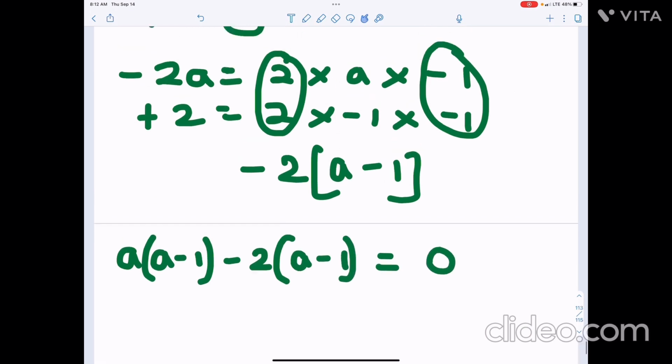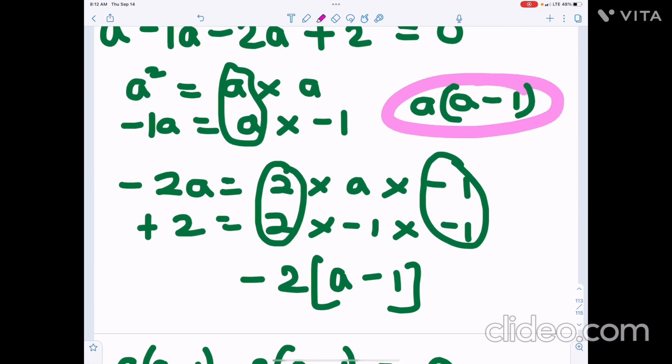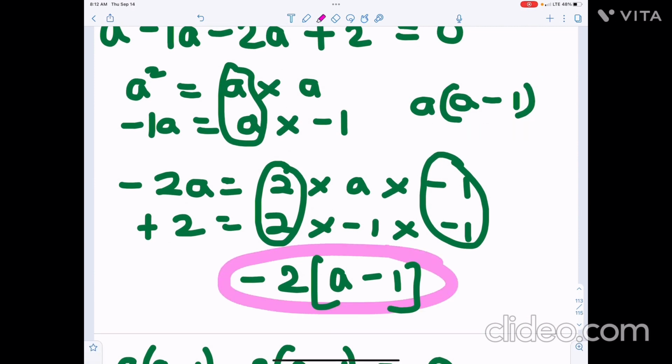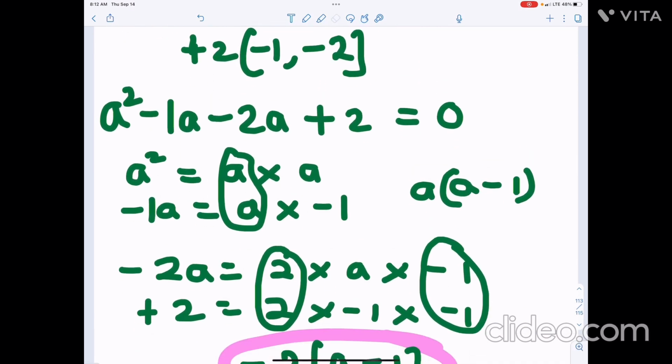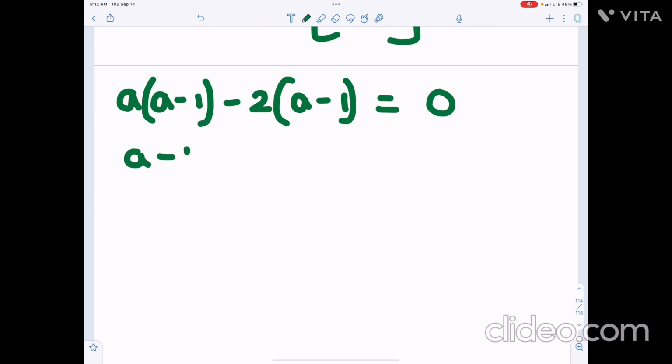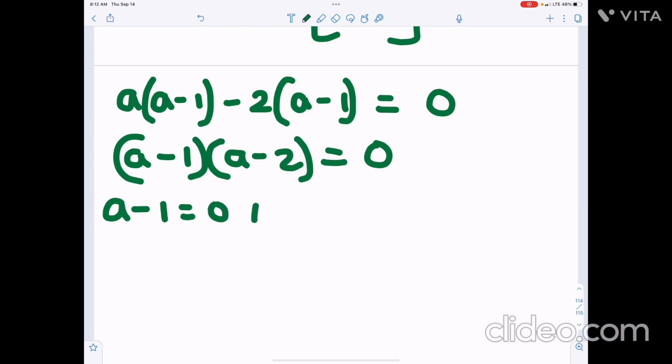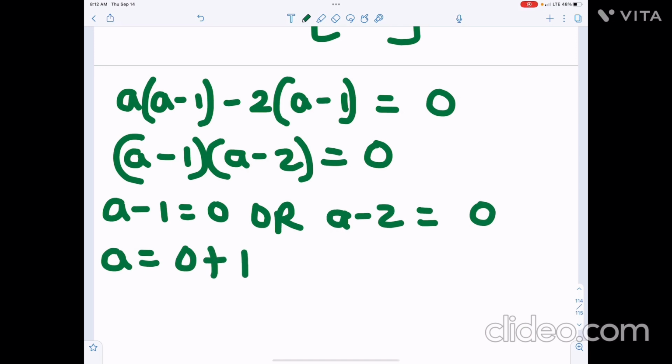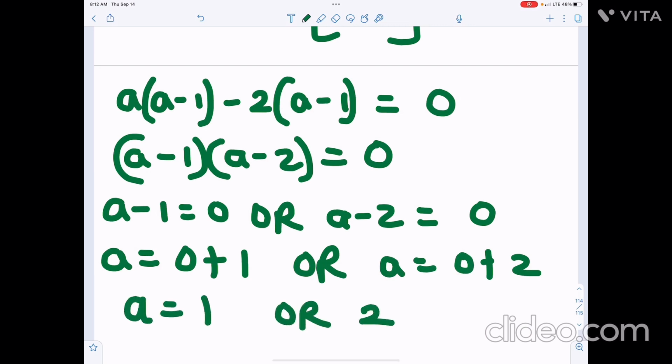As you can see from the left here, first part is a times a minus 1. Second part is minus 2 times a minus 1, and everything will be equated to 0. So take note of that. What does that give you? That gives you a minus 1 times a minus 2 is equal to 0. So a minus 1 is 0, or a minus 2 is 0. a is 0 plus 1, or a is 0 plus 2. That gives you a is 1 or 2. That's the solution to number 1.